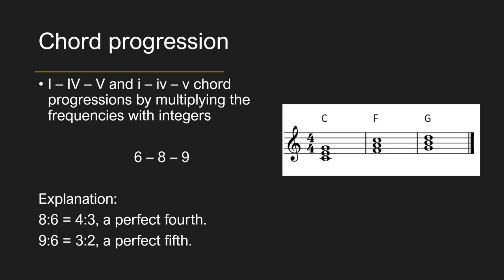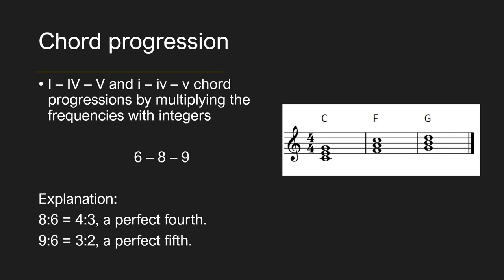The basic chord progression, the 1-4-5 chord progression, in majors or minors, you can think of as just moving the entire chord, the tonic, up by a perfect fourth or a perfect fifth. So let's say you have a C major triad. If you move this triad up by a perfect fourth, you get an F major triad, and if you move the C major up by a perfect fifth, you get the G major triad.